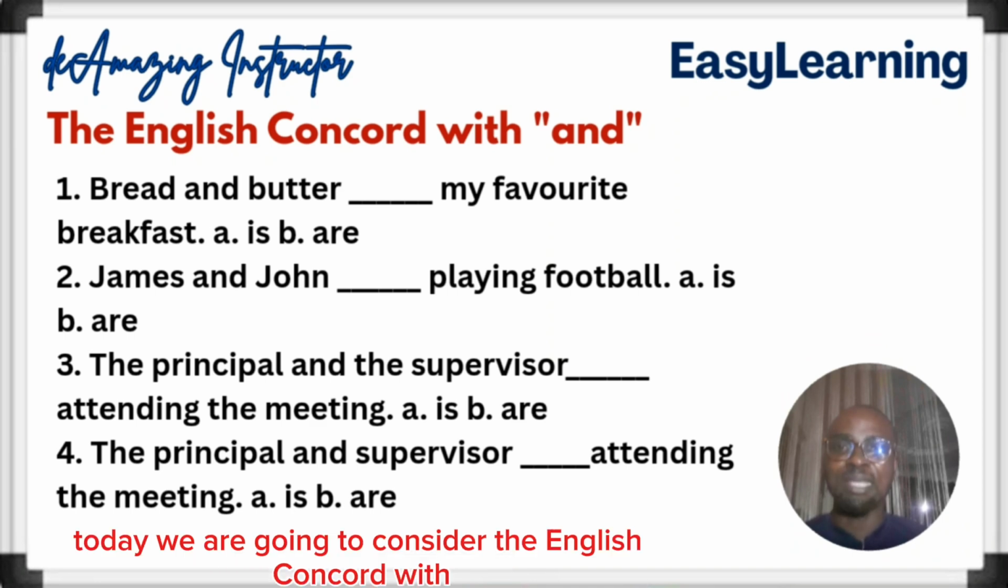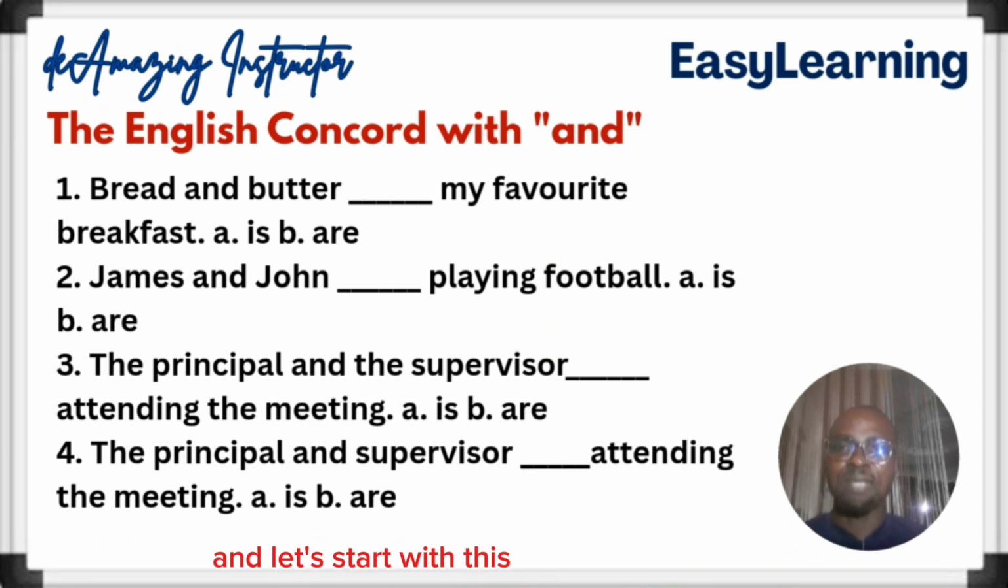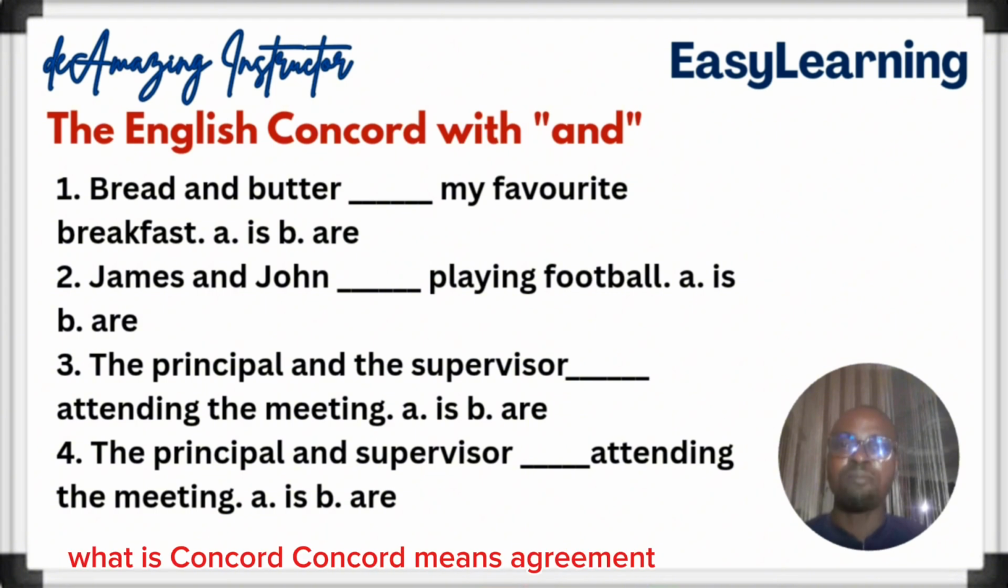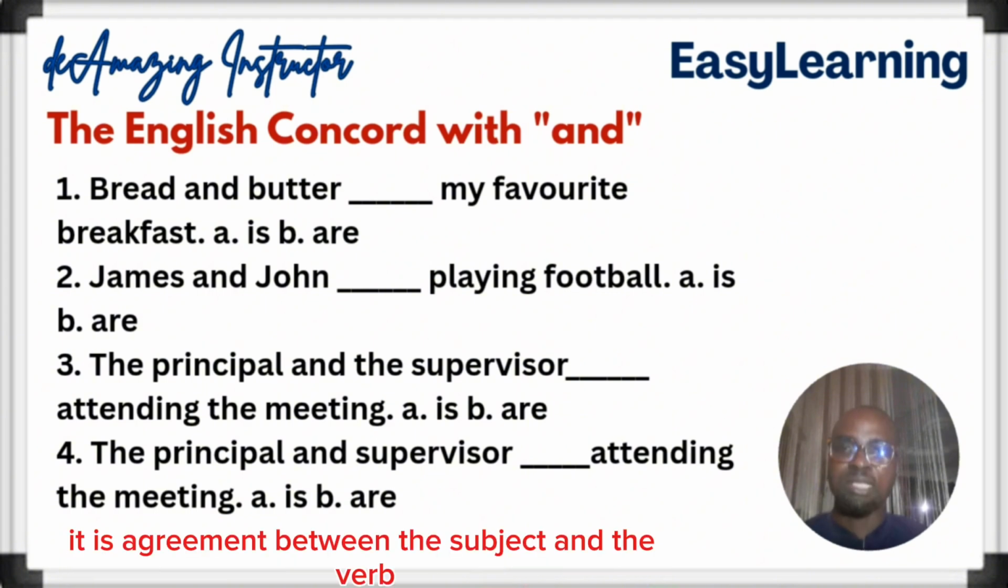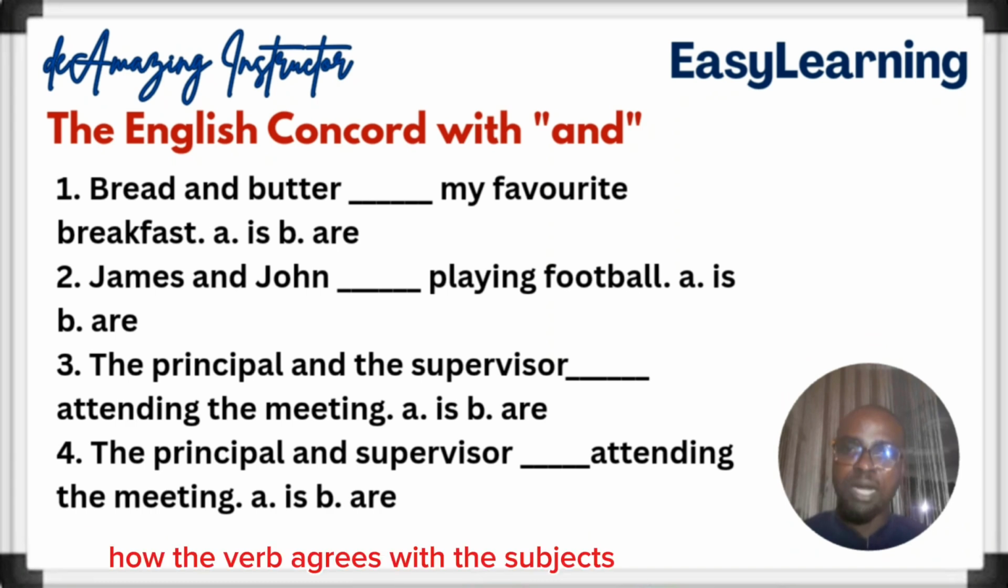Today, we are going to consider the English Concord with "and". Let's start with this. What is Concord? Concord means agreement. That is, agreement between the subject and the verb. How the verb agrees with the subject.